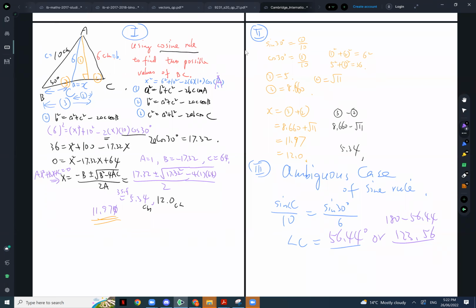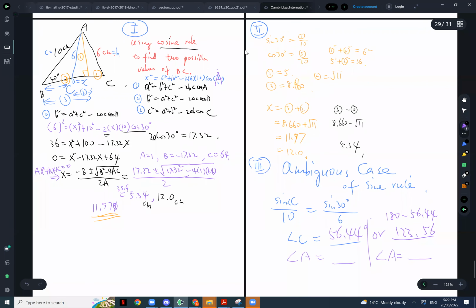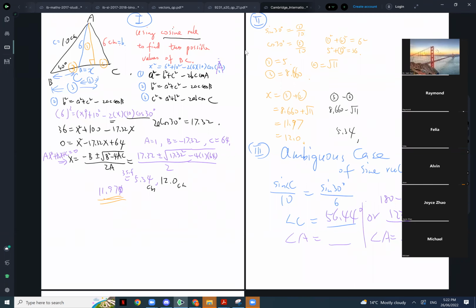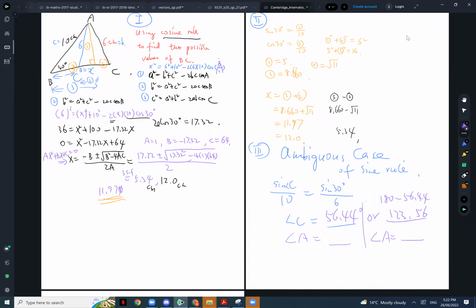Not finished. For this one, what's the angle A? Guys, work out the angle A. Angle B is 30 degrees. You got the angle C. How about the angle A? Why do we need angle A? Because we try to find the DC using sine.